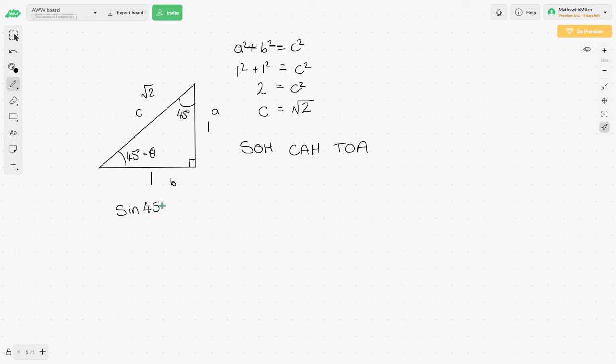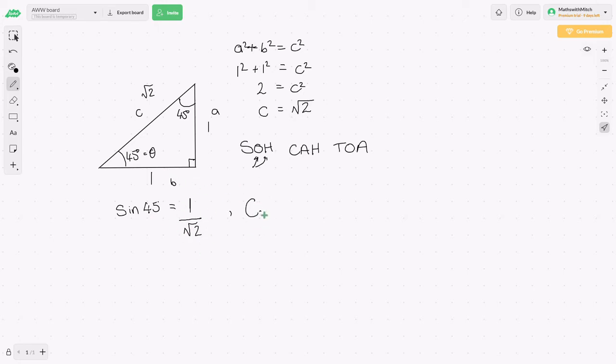So we can say sine at 45 degrees is equal to sine is opposite over hypotenuse. So opposite in this case, if we look directly across from the angle, is 1. And then we're going to divide it by the hypotenuse, which we've just found out as root 2. So we know sine 45 is 1 over root 2. So already for that triangle, we've found a value for sine 45 degrees without even having to reach for the calculator. So that is a numerical value that you can now use.